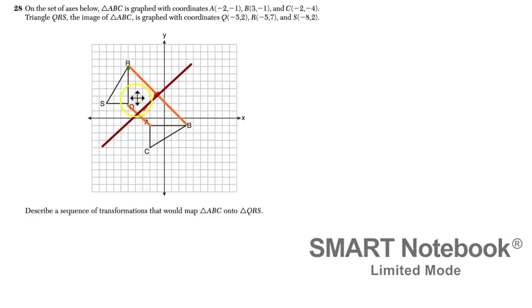A, 1, 2, 3, 1, 2, 3. A maps onto Q, that's good. And C, 1, 2, 3, 4, 5, 6, 1, 2, 3, 4, 5, 6. C maps onto S, that's good. So a reflection over that line would do it.